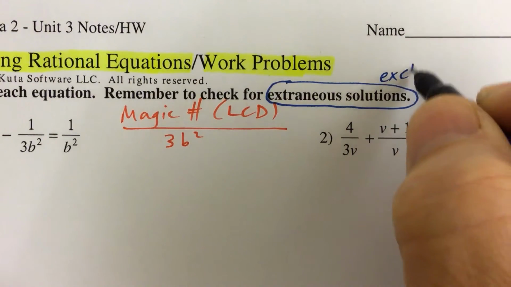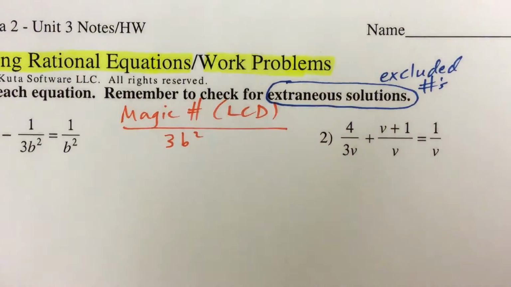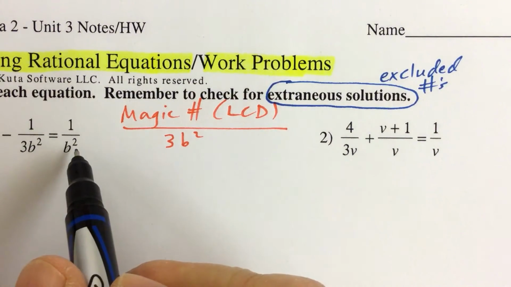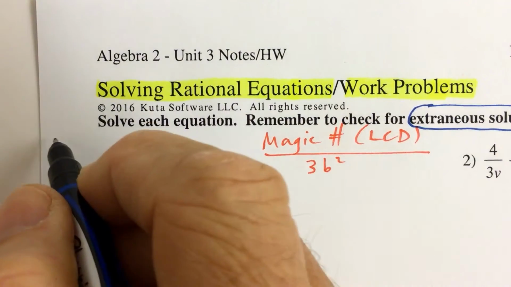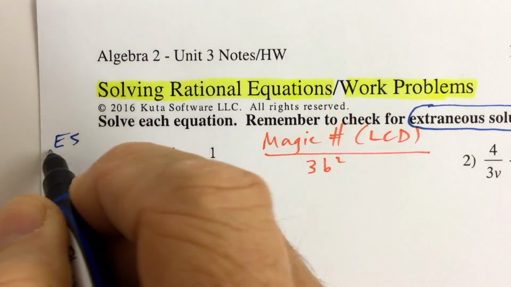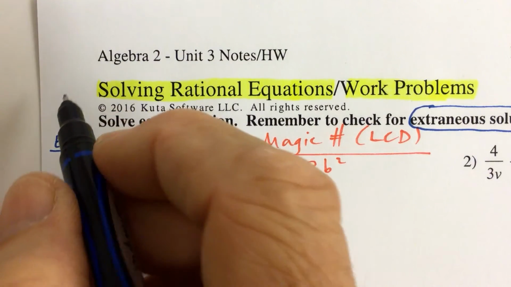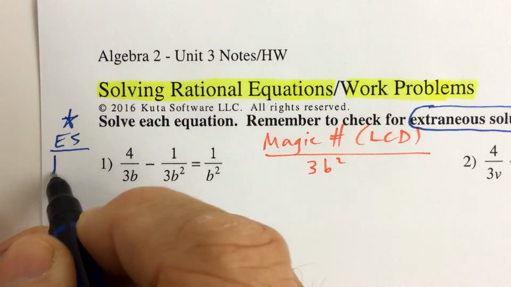If you remember the excluded numbers from the last lesson, all you have to do is set each of the denominators equal to 0. And as you can see here, the excluded numbers, let's identify them as possible extraneous solutions. Beware of these numbers: b equals 0.